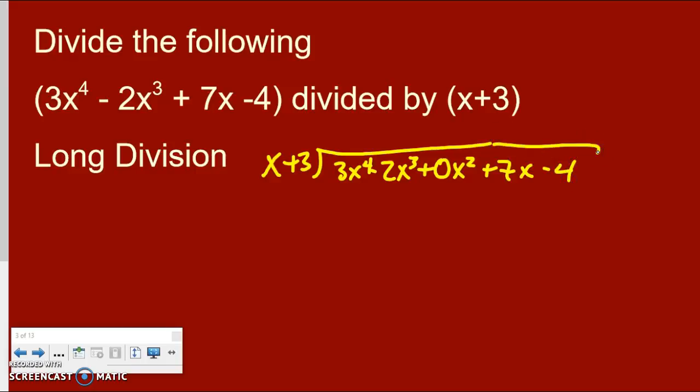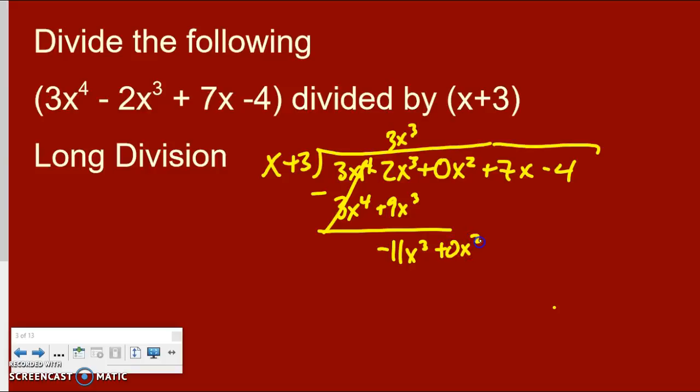So, the process starts the same. What times x gives you 3x to the 4th? Well, we know that's a 3x to the 3rd. Multiply everything out. 3x to the 4th, that would be plus 9x cubed. Subtract. Those are gone. Here we have a negative 11x cubed plus 0x squared plus 7x minus 4.